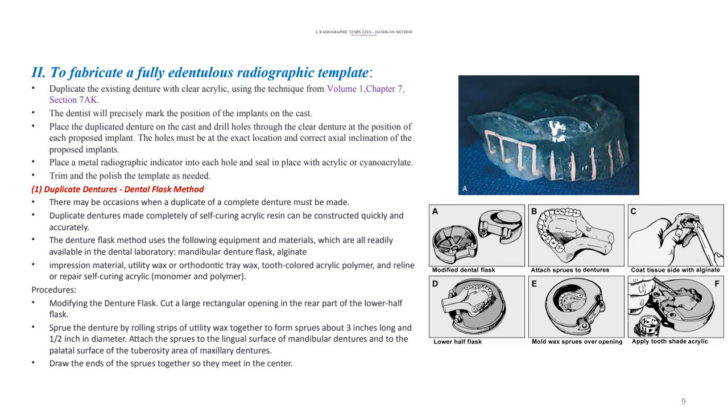Place a metal radiographic indicator into each hole and seal it in place with acrylic or glue. Now, in other words, we can make a radiographic stent using a vacuum forming method. And this is an easy and faster way to do it.